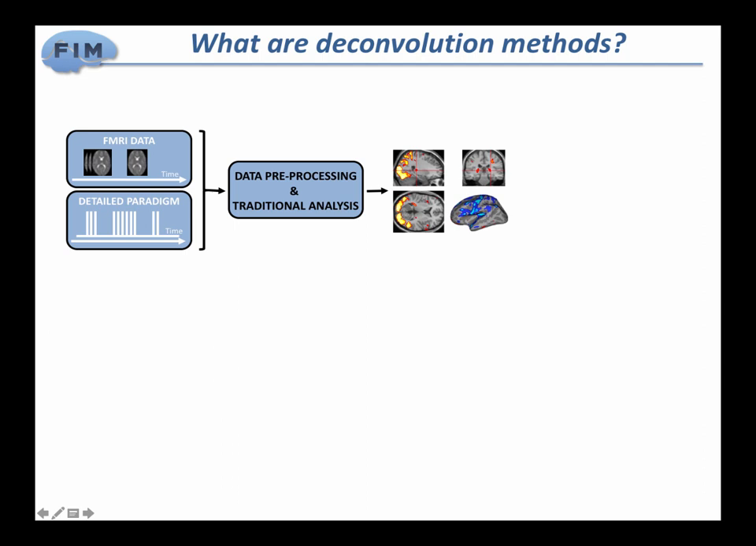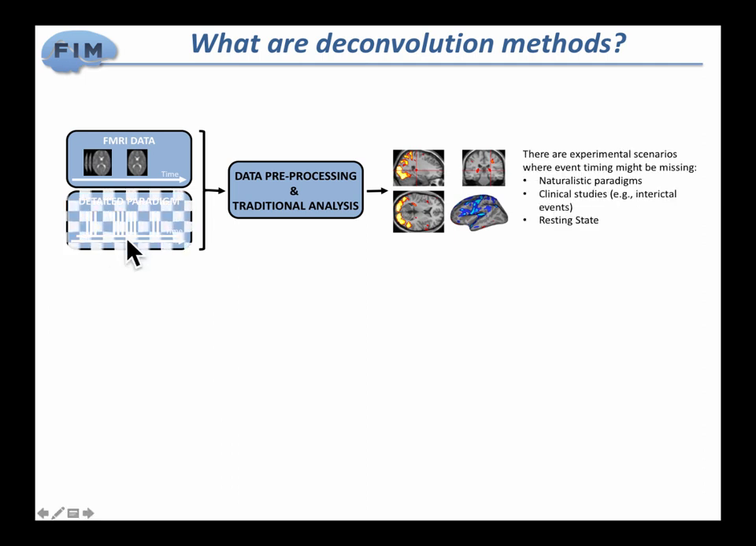The way we usually approach our fMRI data is that we have our data, we have details about the paradigm, we know the times at which we showed letters or music, whatever it is, and we pre-process our data, and we take advantage of having that information in order to generate our activity maps.